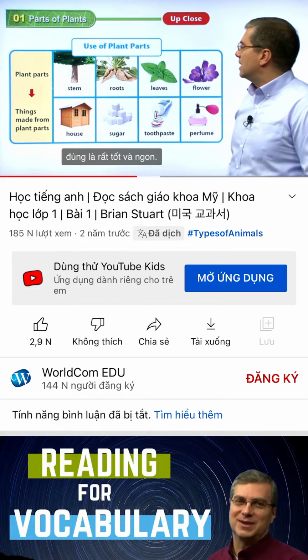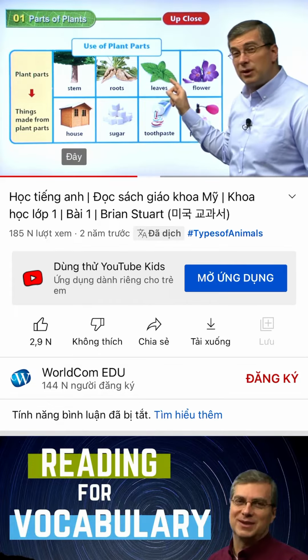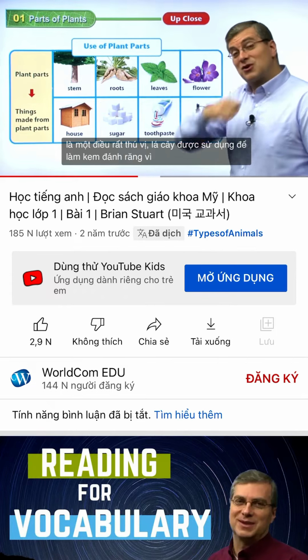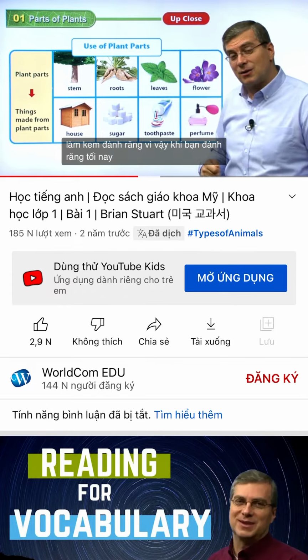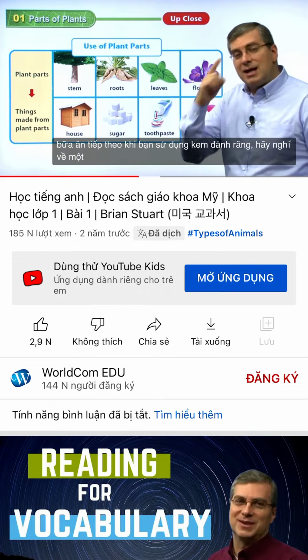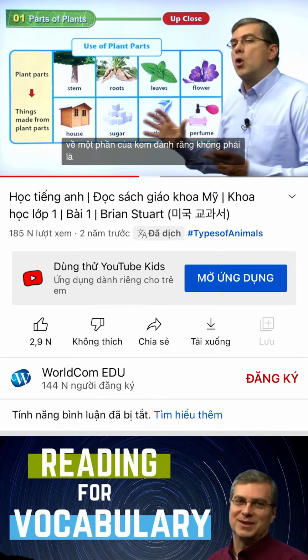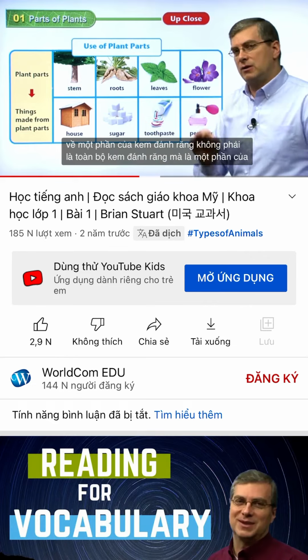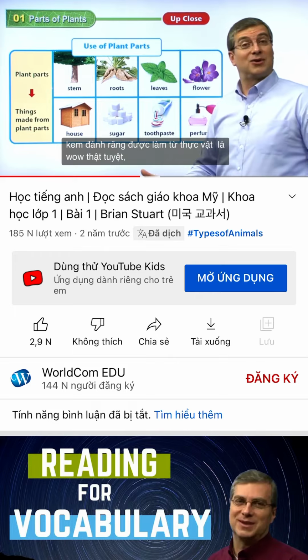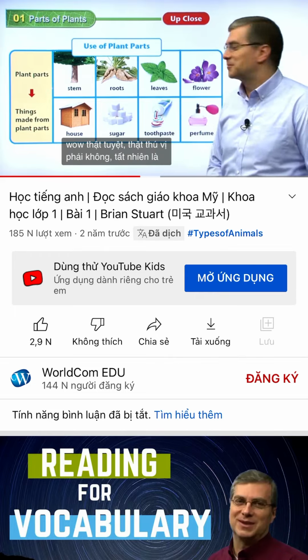Okay, another thing that we use leaves for, did you know this? This is very interesting. Leaves are used to make toothpaste. So when you're brushing your teeth tonight or after your next meal, when you use your toothpaste, think about that. Part of the toothpaste, not the whole toothpaste, but part of the toothpaste was made from plants' leaves. Wow, that's great. That's very interesting, isn't it?